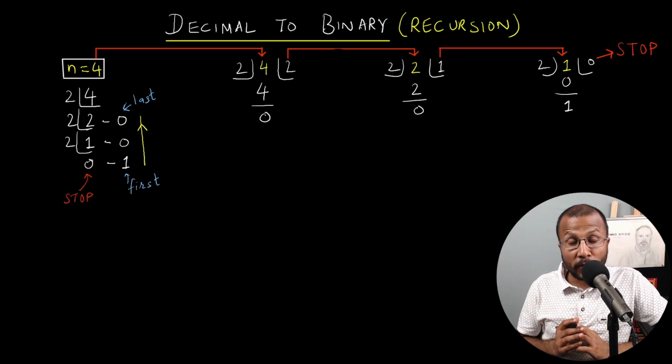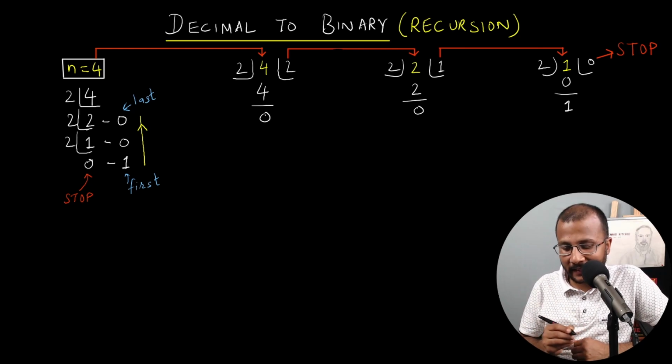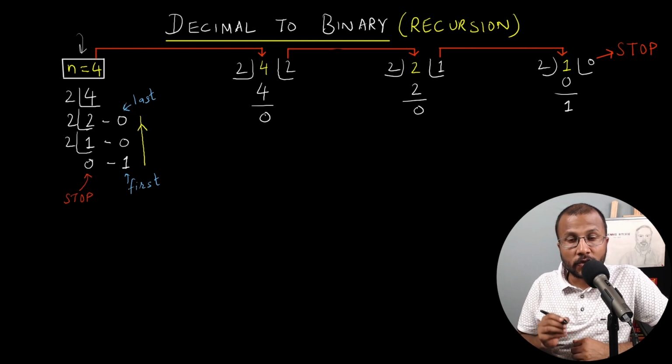In this lecture, we are going to write our own recursive function to convert any given decimal number to its binary form. So let's get started. First of all, let's assume that I would like to convert a decimal number n, which here is equivalent to 4, to its binary form. So how do I convert 4 into its binary form?